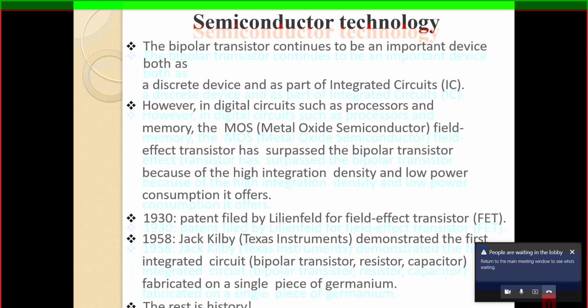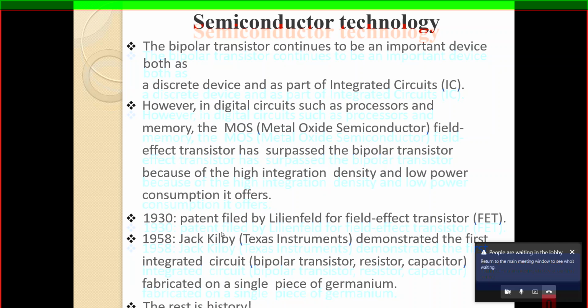What is the specification of a transistor? It is a three terminal device with high density and low power consumption. The bipolar transistor can be used to implement a processing device, and it is used in digital circuits. That is why we use silicon material in semiconductor technology.